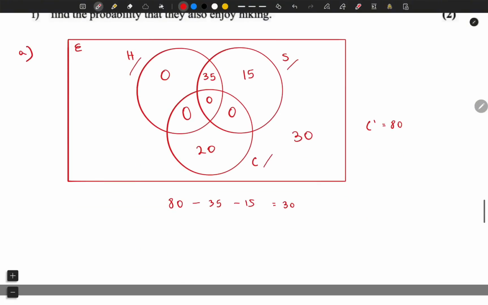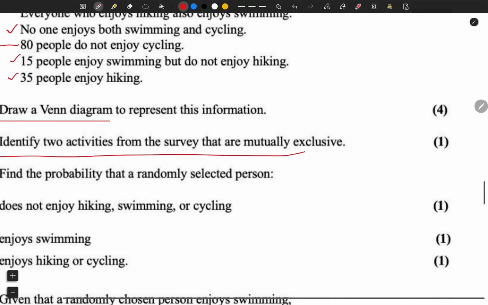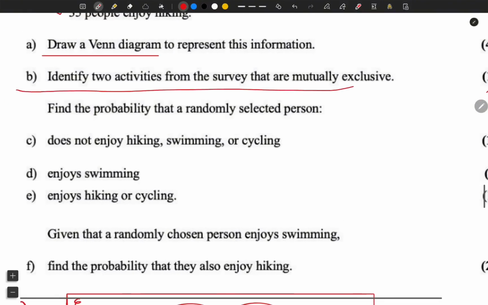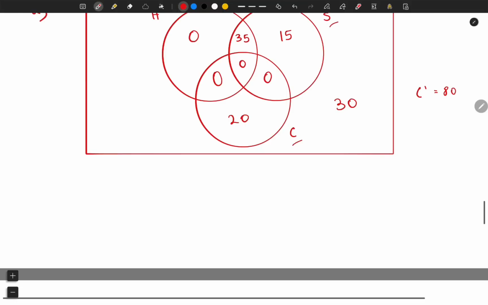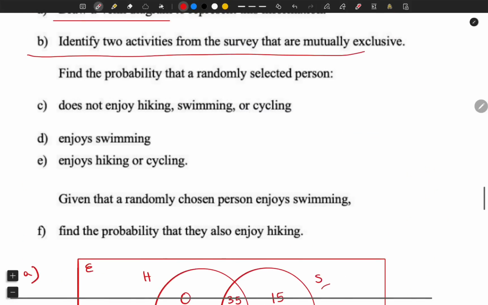Now as you can see, H and C are mutually exclusive. Also C and S are mutually exclusive. But the mark for the question is only 1 mark, so you can give either one of the answers. So you can say that the first option is that H and C are mutually exclusive, and the second option is C and S are mutually exclusive. So that is the answer for this part.